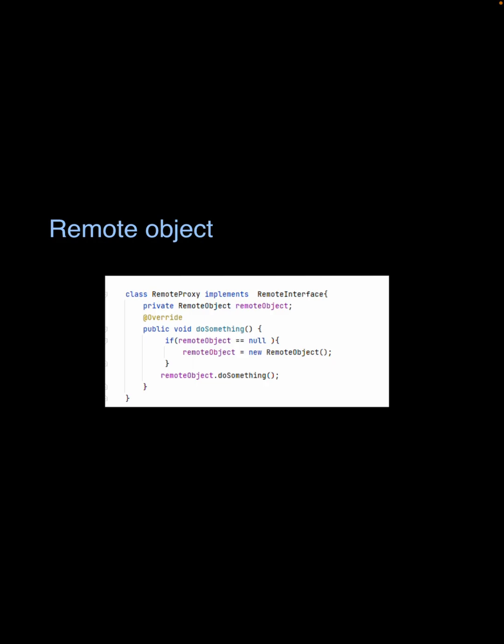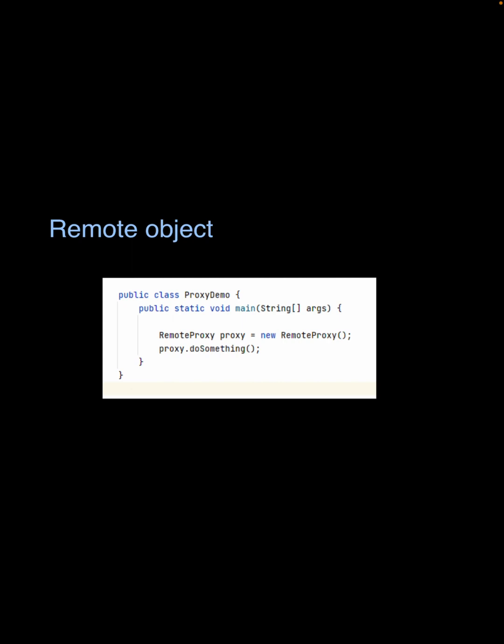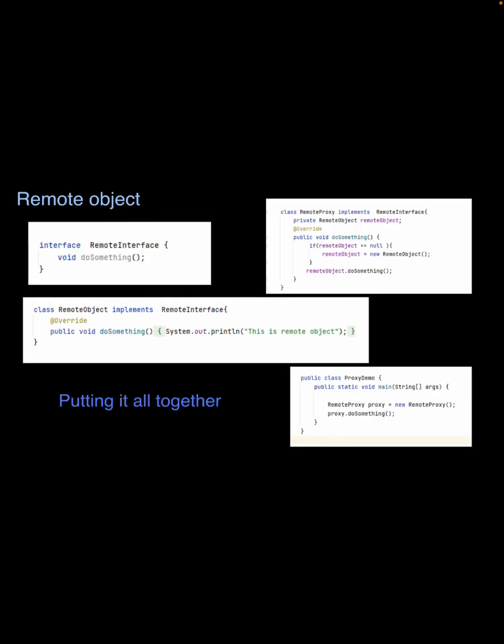Note here that the remote object is encapsulated in the proxy. When we perform an operation, it checks whether the remote object already exists. If not, it creates it, and then calls the real remote object through the proxy object. The proxy demo can directly call the remote proxy instead of the real subject, and the proxy delegates the operations to the real subject. This is the code snippet I shared. We have the remote interface, the remote object, the remote proxy, and at the end the client, which is the proxy demo, which performs the operations.